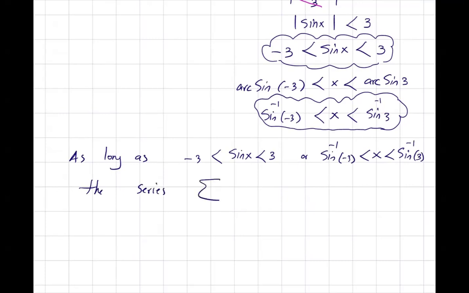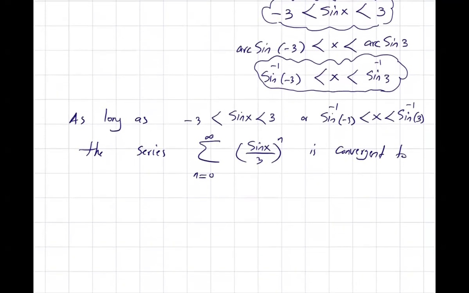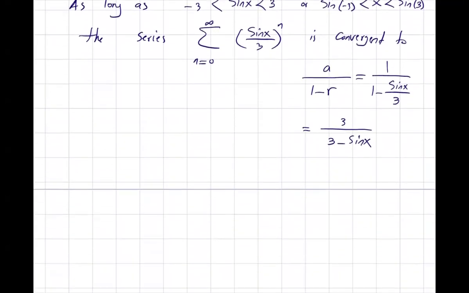the series of sine x divided by 3 to the power n, starting from 0 and going to infinity, is convergent to a divided by 1 minus r. But a in this case is equal to 1. r is sine x divided by 3. So this is equal to 1 divided by 1 minus sine x divided by 3, which can be written as 3 divided by 3 minus sine x.